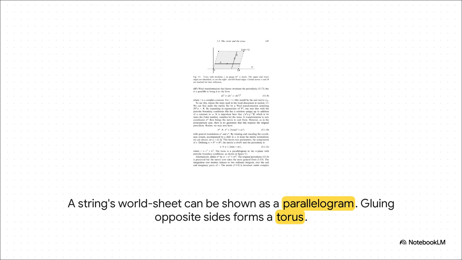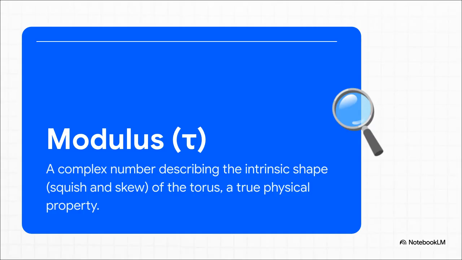This flat parallelogram is way easier to work with. So here's the kicker. Even after we've used all our mathematical freedom to fix the overall size and orientation, there's still something left over. One parameter that we just can't get rid of. It's a complex number that physicists call tau, and it describes the genuine intrinsic shape of that parallelogram. How squished it is or how skewed it is.